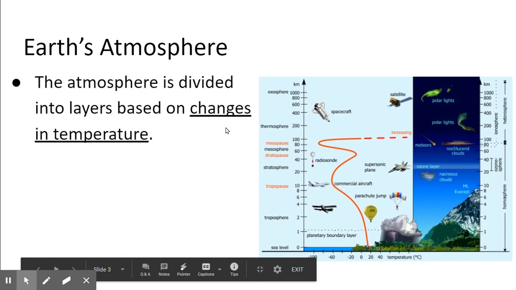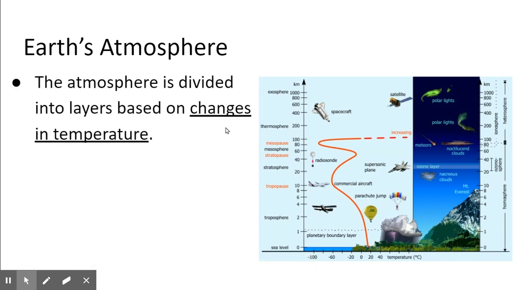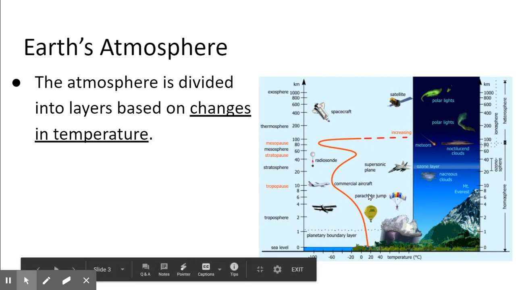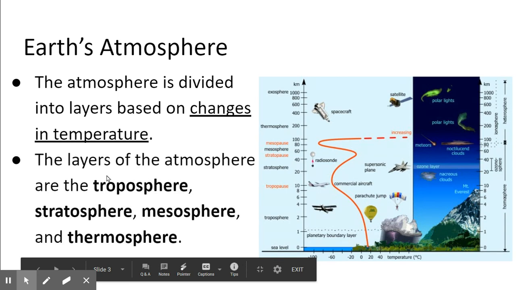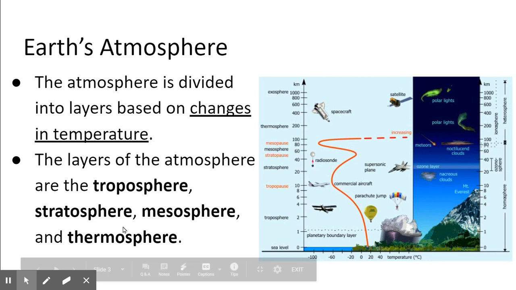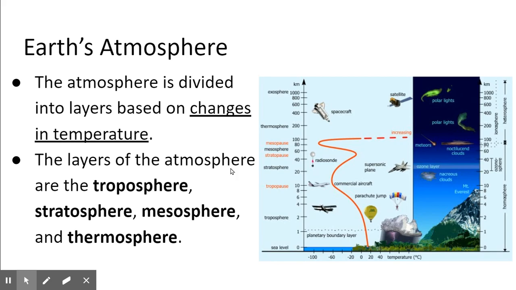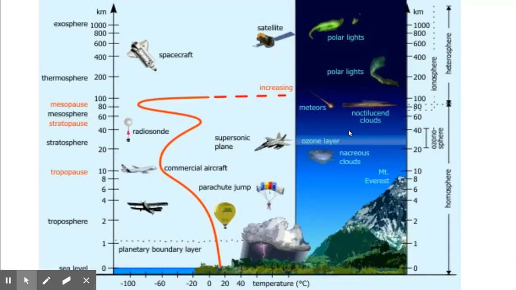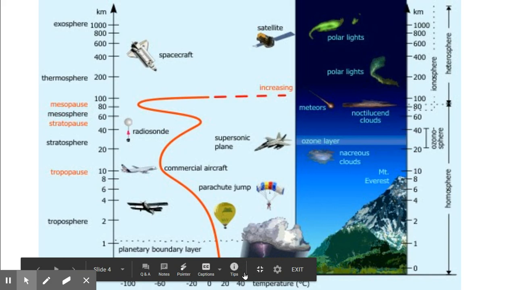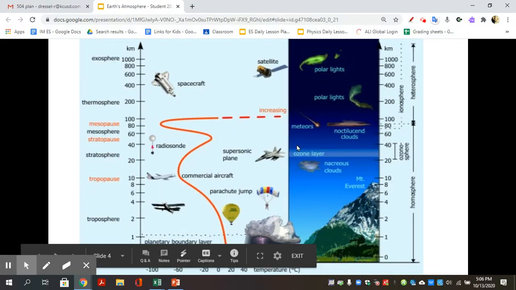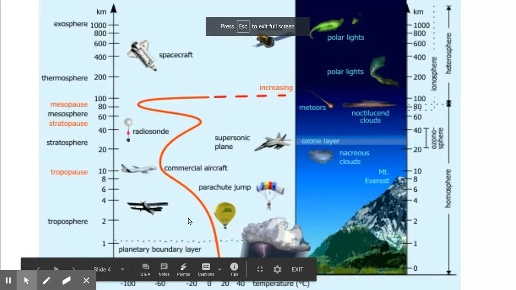So the atmosphere is divided into layers, and all those layers are actually based on temperature, which I didn't mention yesterday. These layers, remember, are the troposphere down here at the bottom, the stratosphere, the next layer up, then the mesosphere, and then the thermosphere. We'll go over each one of those in detail. Here is a little better look at the pictures.